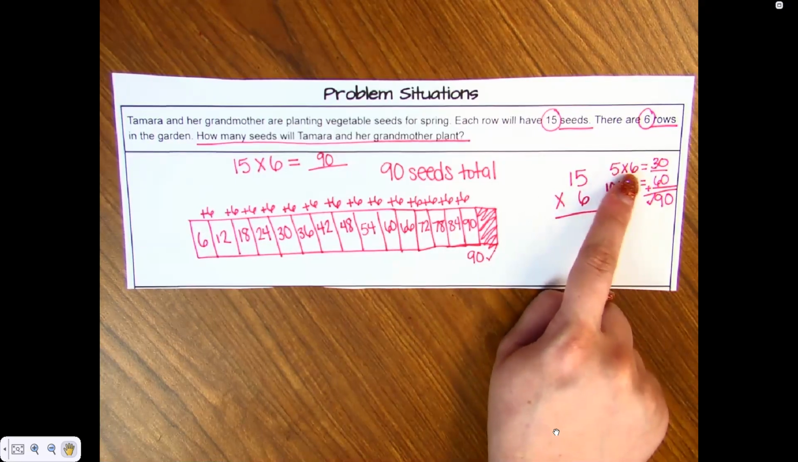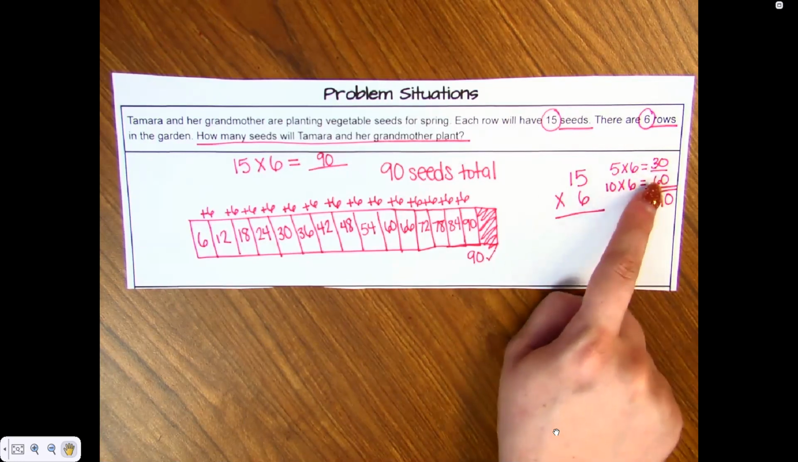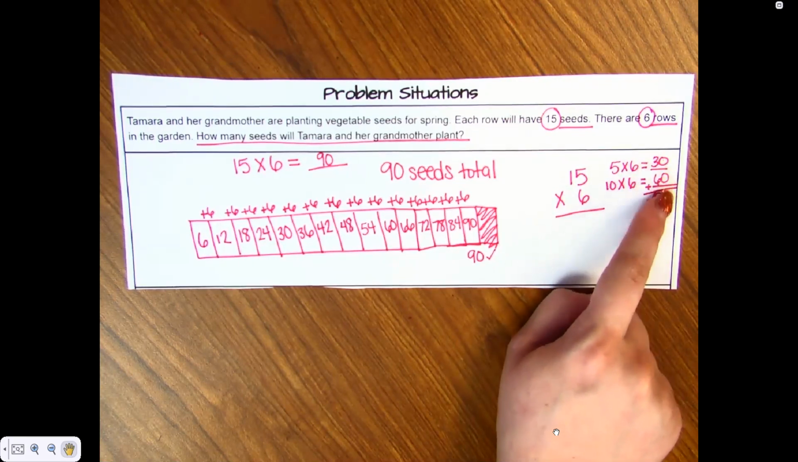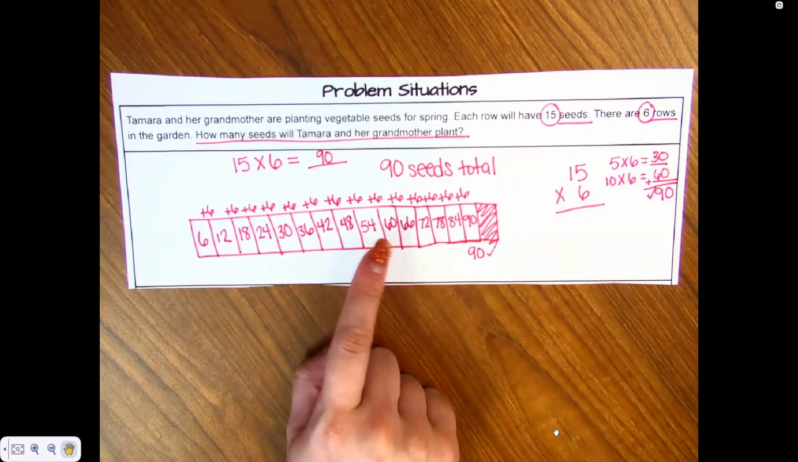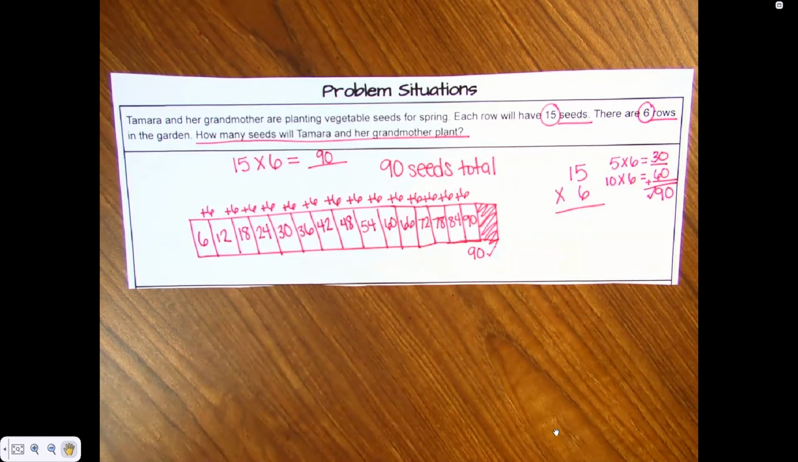Okay, 5 times 6, yeah, I'm for sure that's 30. Okay, 10 times 6, yeah, I'm for sure that's 60. Okay, I added it together. I dropped my 0. Then I have 6, 7, 8, 9. Okay, I'm for sure that's 90. So you want to make sure you double check your work before you say, oh, that's the answer.